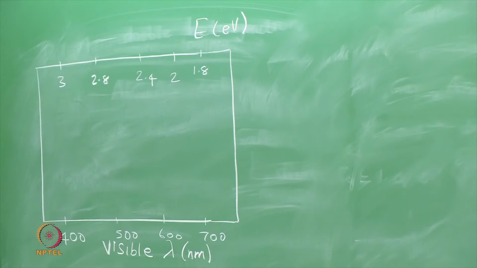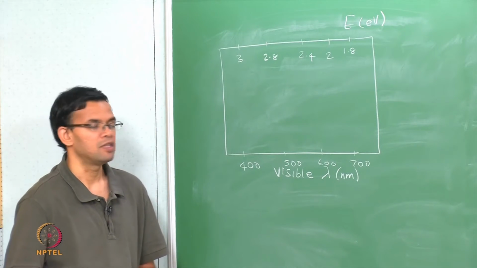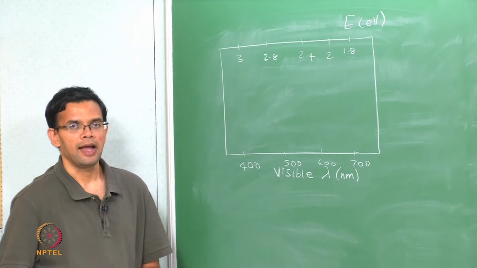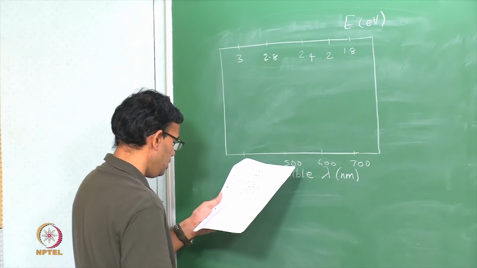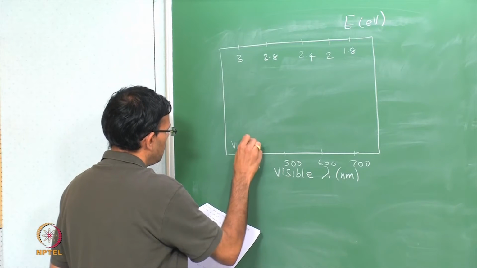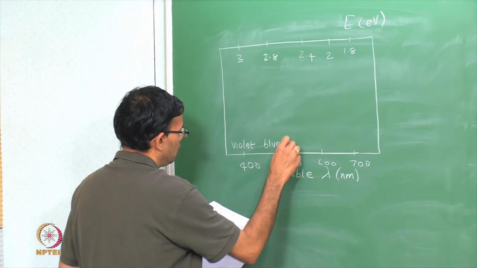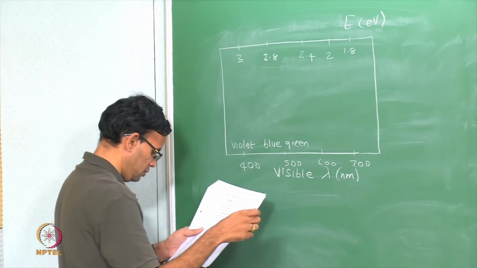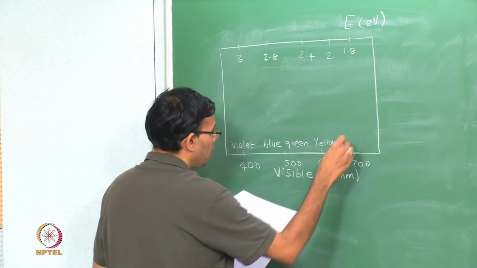So depending upon which region in the spectrum you want, you choose the corresponding LED material. We already saw that gallium arsenide, with a band gap of 1.4, actually gives you light in the IR region. So if I just were to mark this: violet, blue, green, yellow, and then red.